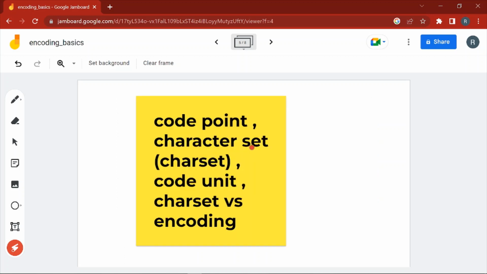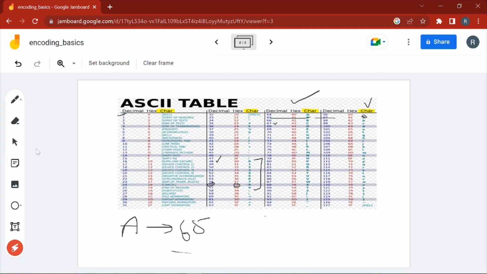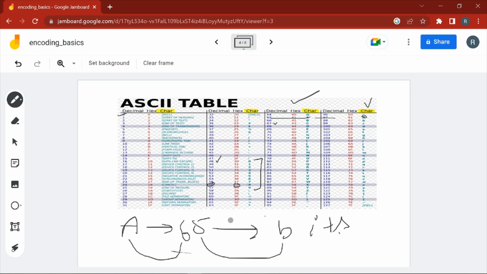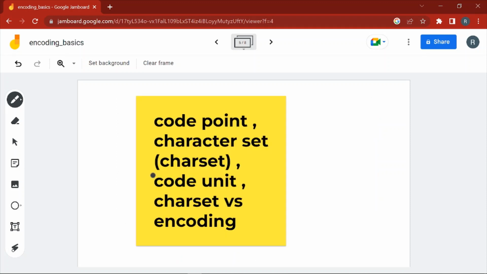Now character set, I already defined what a character set is. It is the collection of characters which has the mapping of characters and numbers. Let me clear the doubt here. Here you can see A represented by 65. Then this number is converted into bits. And 65 to bits conversion is known as the encoding. So now the doubt should be clear: what is a character set and what is encoding? A character set is the mapping of characters and numbers, and encoding is the conversion of number to bits, using a particular encoding scheme.